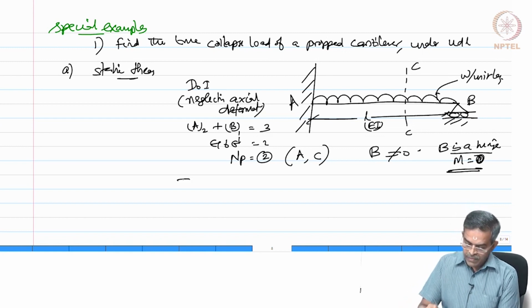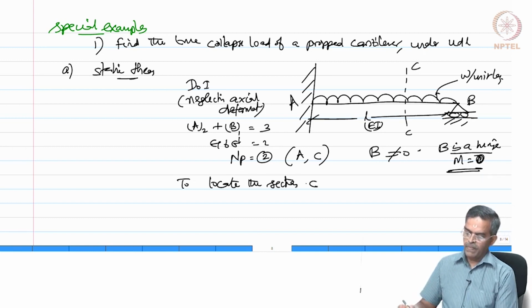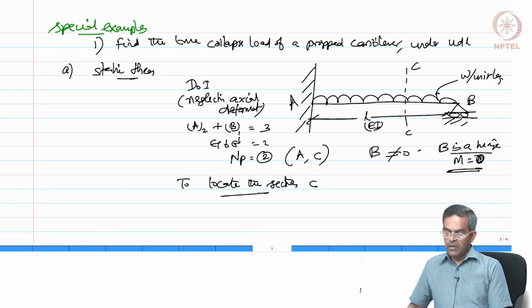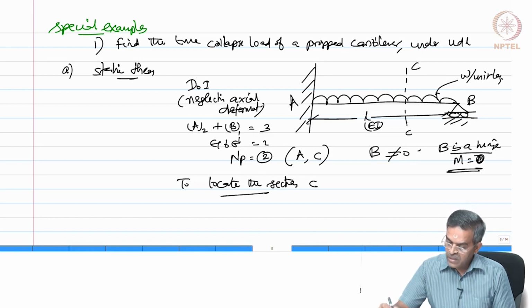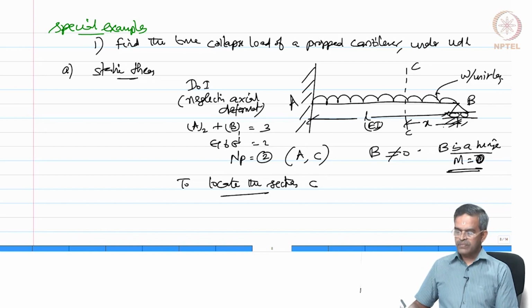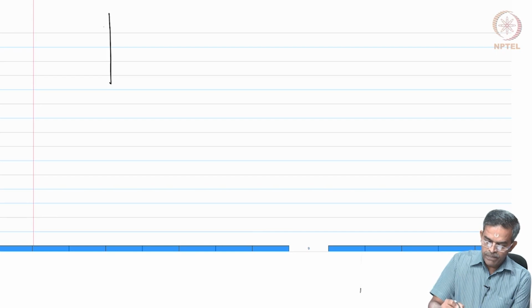So, now it is very important to locate the section C, is it not? The problem is that I cannot quickly draw a statically admissible bending moment diagram and locate the hinge, because I do not know the distance at which it is going to form. Let me call that X. So, let me draw the bending moment diagram.